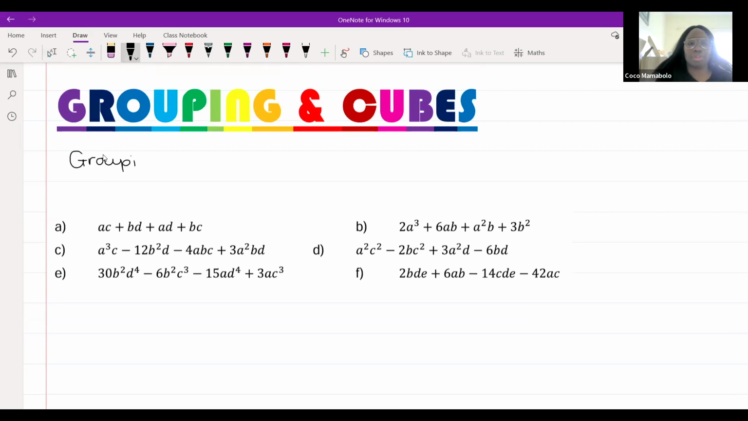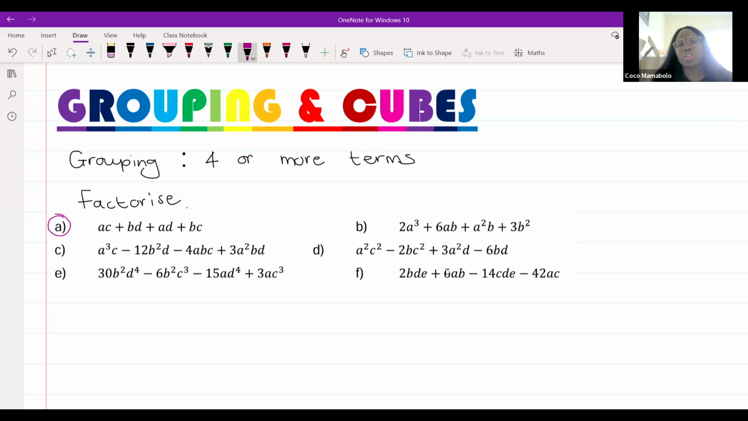And whenever we have to group, what we are technically looking for is 4 or more terms. So if we ever come across an instruction that says factorize, and in that process they've given us 4 or more terms, so if they've given us 4 or 5 or 6 terms, then we're definitely looking at grouping. Now if I look at the first example over here, example A, I can tell I've got 1, 2, 3, 4 terms. So I have to group.